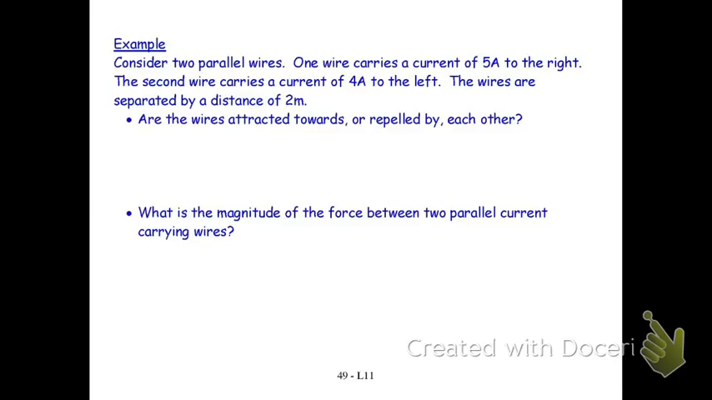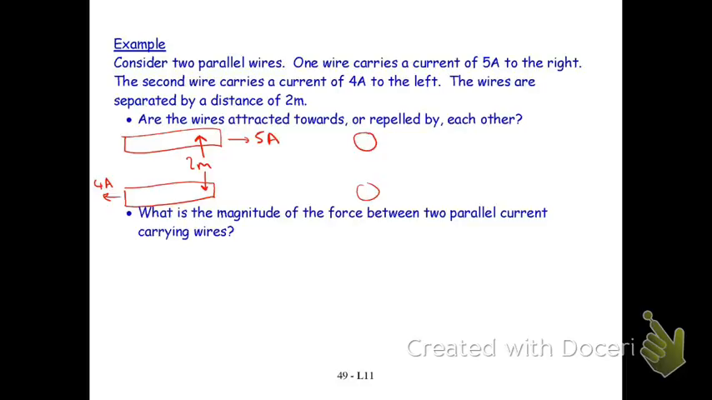Consider two parallel wires. One wire carries a current of 5 amps to the right. So let's do 2 wires, 5 amps. The second wire carries a current of 4 amps to the left. So 4 amps. Wires are separated by 2 meters. Are the wires attracted towards or repelled by each other?